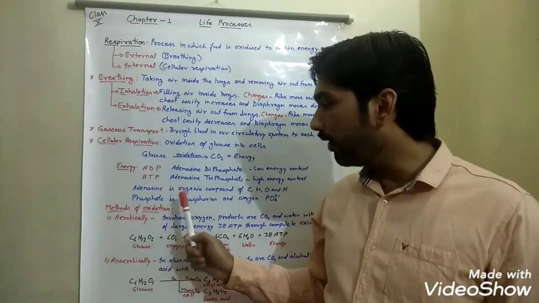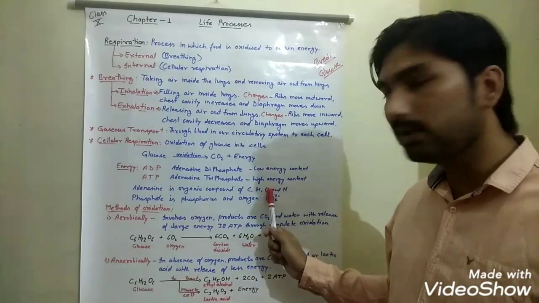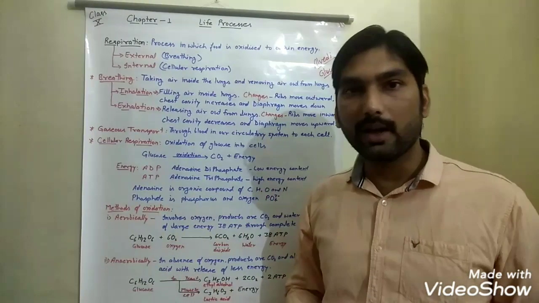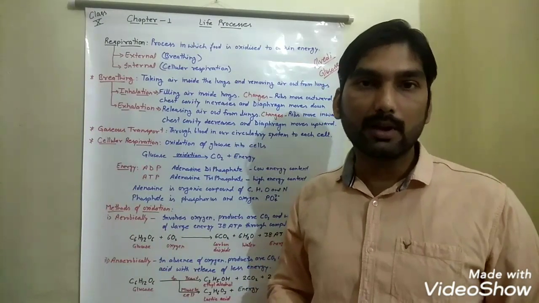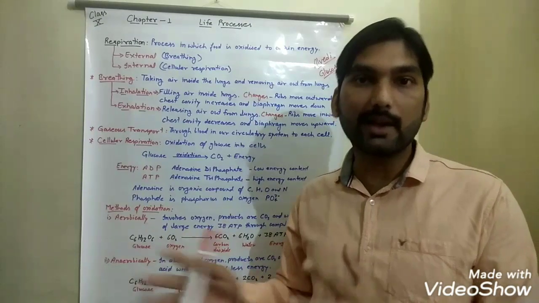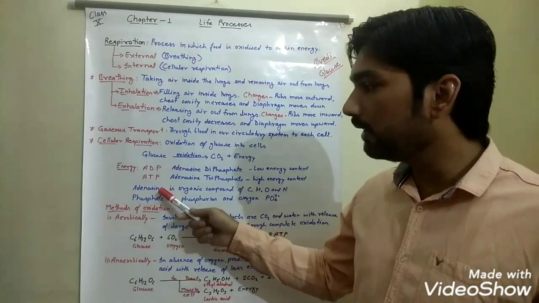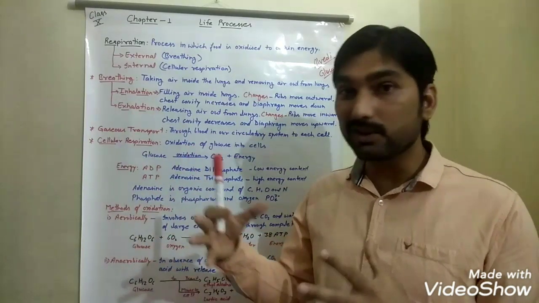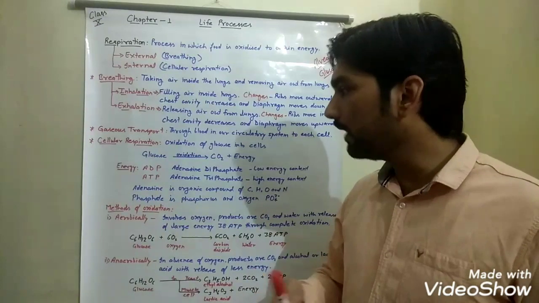Adenosine is what? An organic compound made up of carbon, hydrogen, oxygen and nitrogen, and in the next class you will read about the nucleic acids which are responsible to synthesize our genetic materials, DNA and RNA. So adenosine, you will see there the nitrogenous base. Phosphate is what? In the chemistry you have read this.